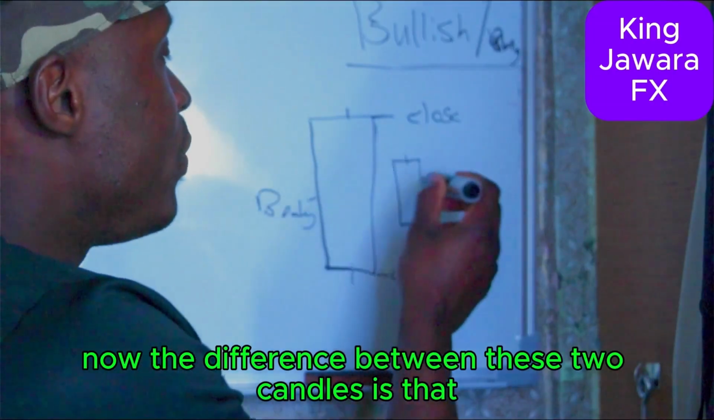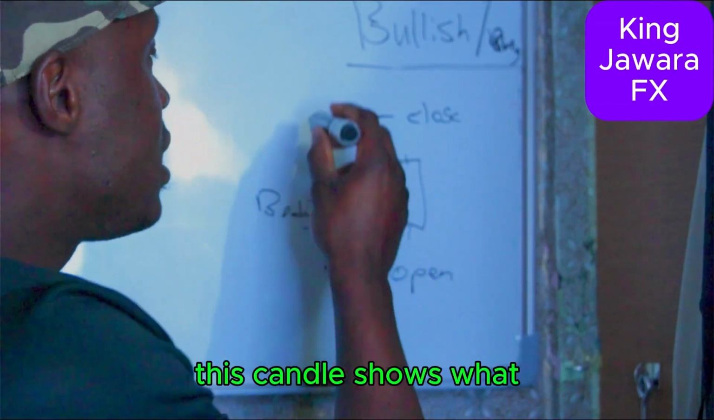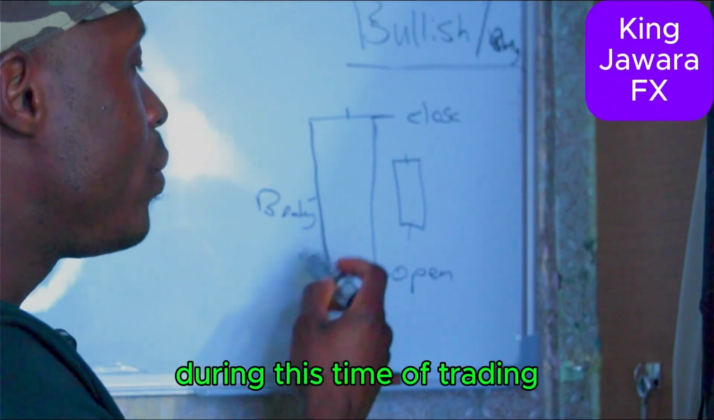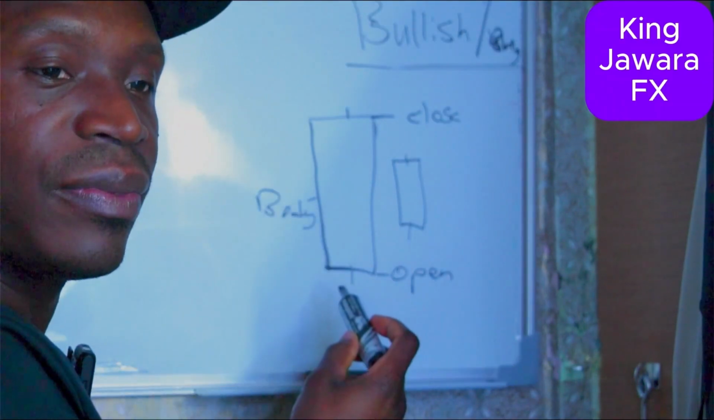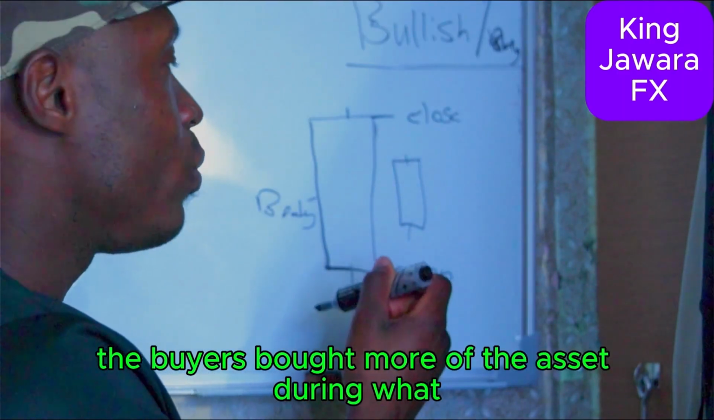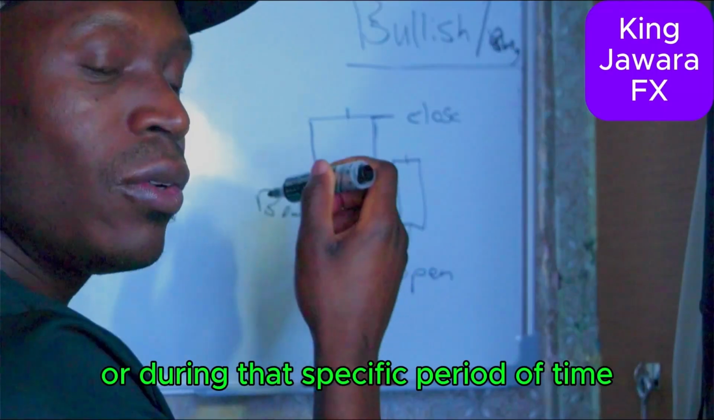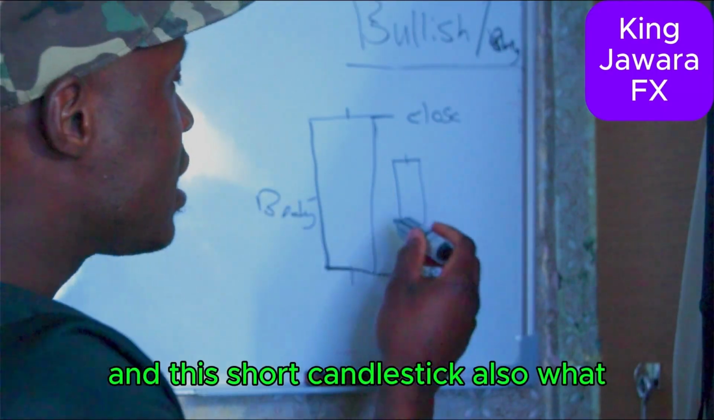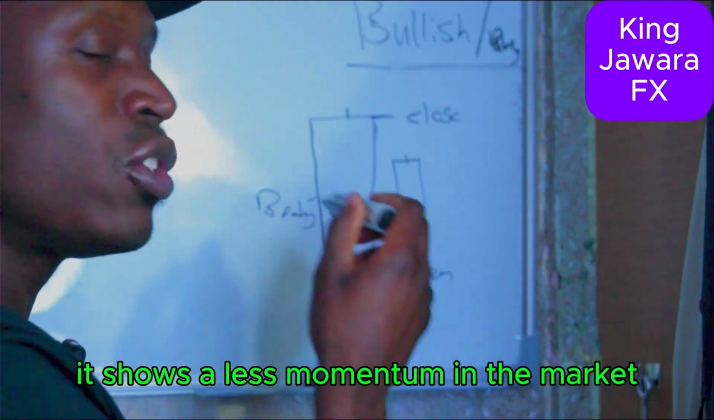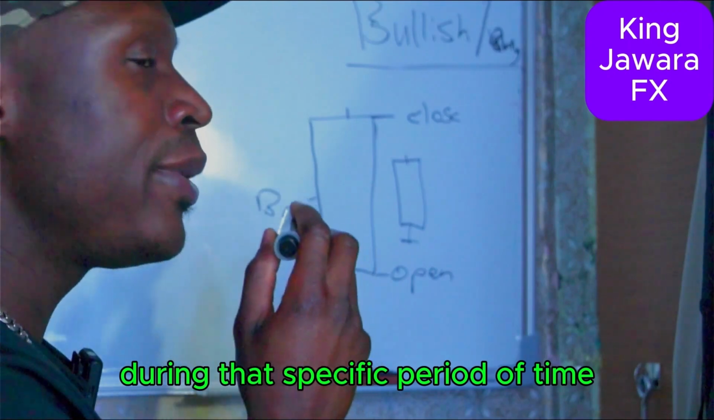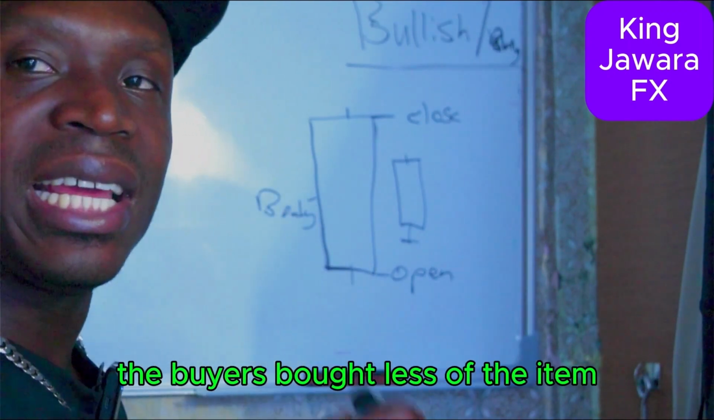Now the difference between these two candles is that this candle shows a high momentum in the market. During this time of trading, the buyers bought more of the asset during that specific period of time. And this short candlestick shows less momentum in the market. During that specific period of time, the buyers bought less of the asset.